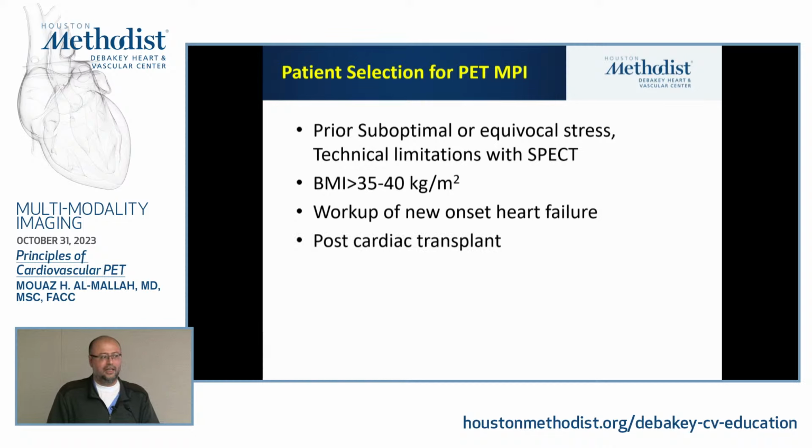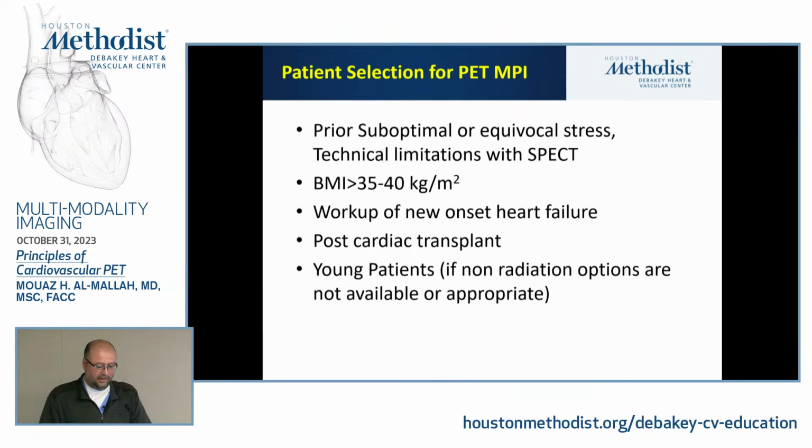If you're looking at cardiac transplant patients, looking for cardiac allograft vasculopathy, and for young patients, that's my personal bias, because they're going to get 1 millisievert, and I'm not aware of any other modality that will give them this radiation dose other than echo. So if you want a stress modality with radiation, I think PET would be the test to go. And then finally, if you have a calcium score more than 1,000, I don't think without blood flow you're going to be able to interpret these data.